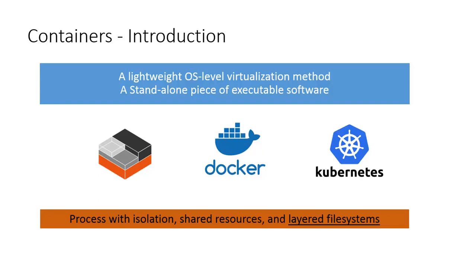Docker assimilated a lot of manageability features into this and called it a Docker container. And then came the container orchestrators like Kubernetes and others, who brought in the orchestration layer. And probably one step further, there could be federations of these orchestrated clusters. So that's how containers have evolved. They are basically processes with isolation, they share resources, and they work on layered file systems.